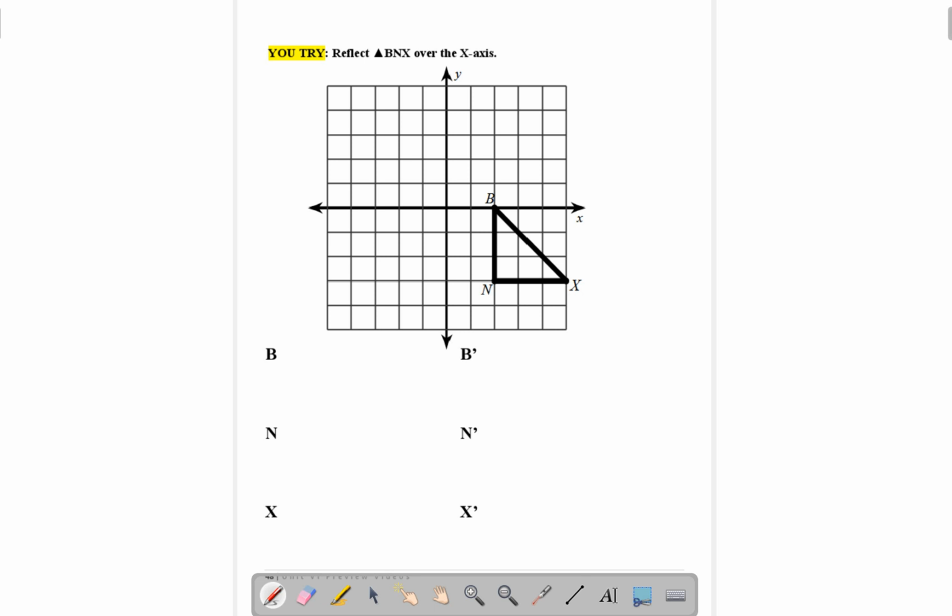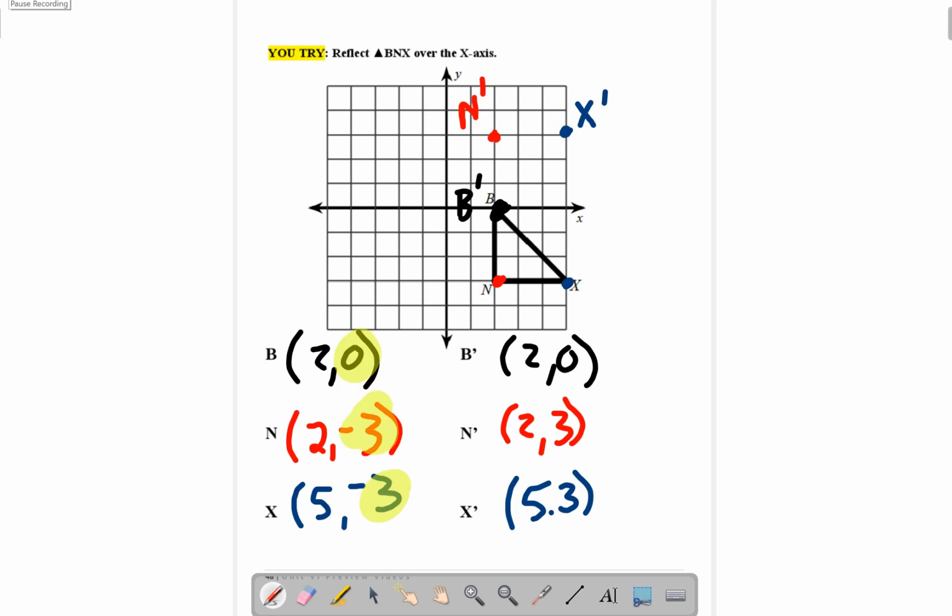This page you're going to do on your own. Pause the video, and then restart. You're flipping over the x-axis. Okay, students, check your work. You should be looking like this. Again, all you did was opposite the y coordinates. And if it's 0, obviously you cannot opposite 0. So we have reflected over the x-axis.